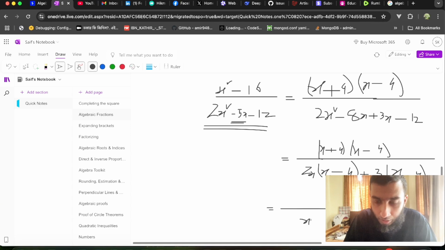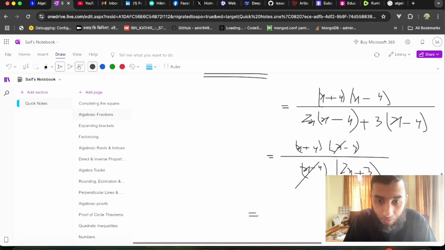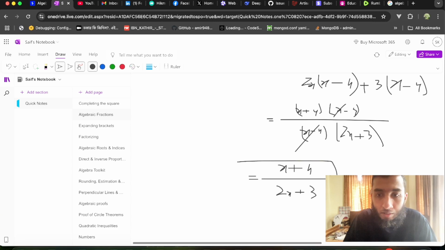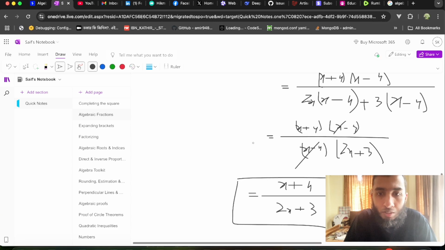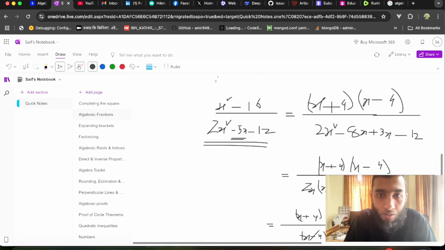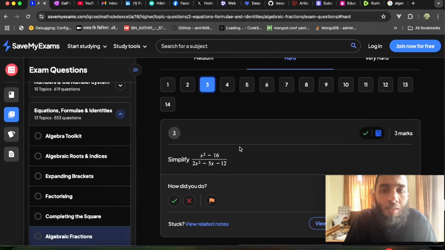x minus 4 multiplied by twice x plus 3, and the numerator is x plus 4 multiplied by x minus 4. So I can cancel x minus 4, so I get what? The fraction is x plus 4 divided by twice x plus 3. This is the simplified algebraic expression of this expression. So this is what was required in the question.